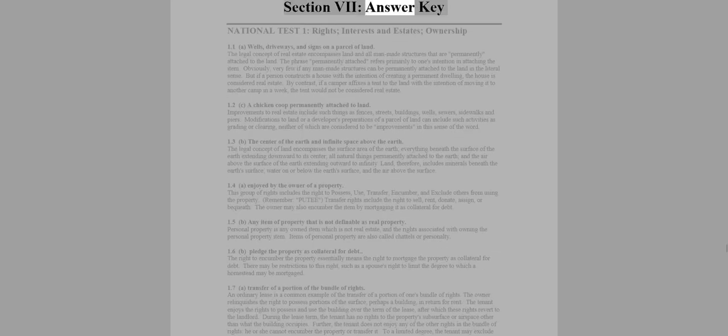Section 7, Answer Key, National Test 1, Rights, Interest.